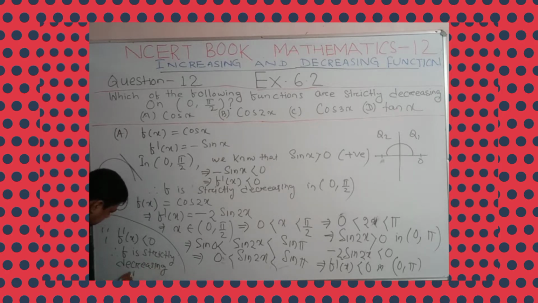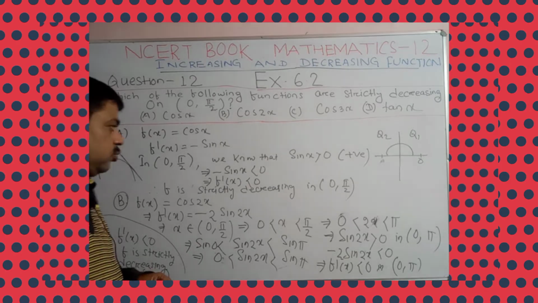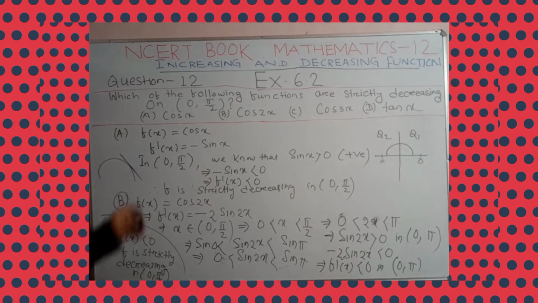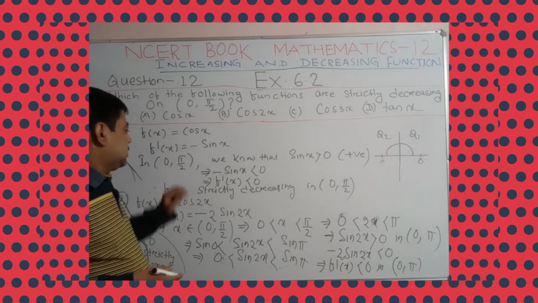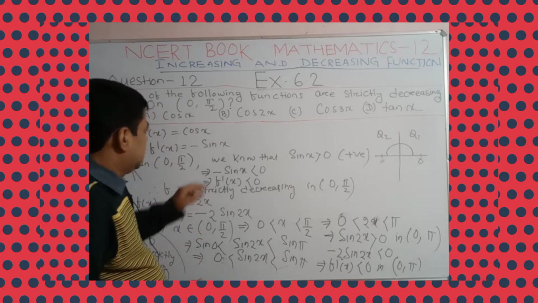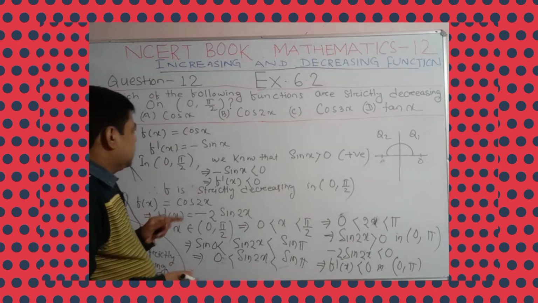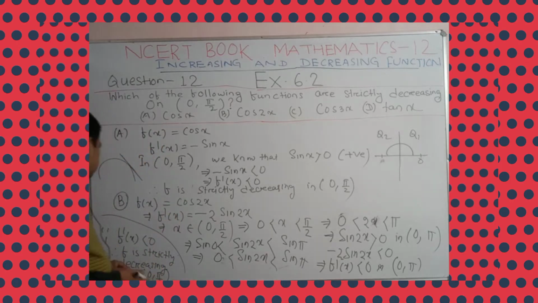Okay, in the interval 0 to pi/2, understand? So f'(x)... the function f is strictly decreasing in the interval 0 to pi/2. We saw in the first case that f(x) = cos x is strictly decreasing in the interval 0 to pi/2. And similarly the second function, cos 2x, is also strictly decreasing in the interval 0 to pi/2. Let us see the third function.